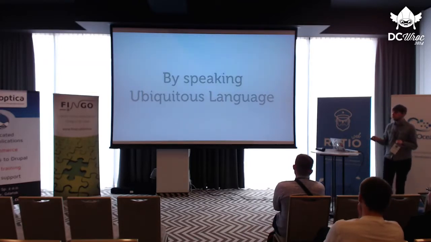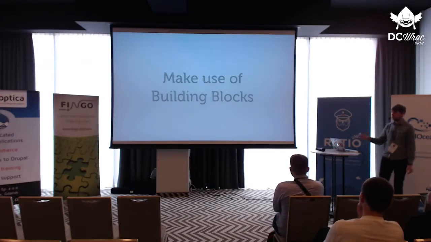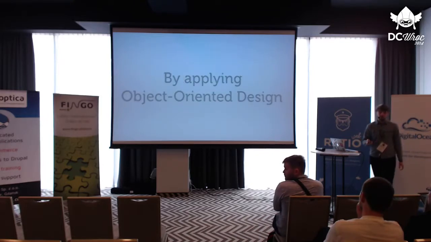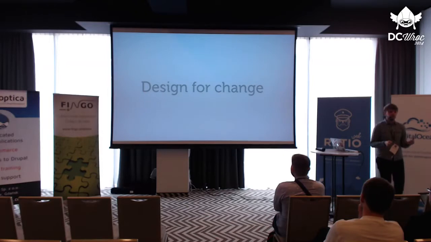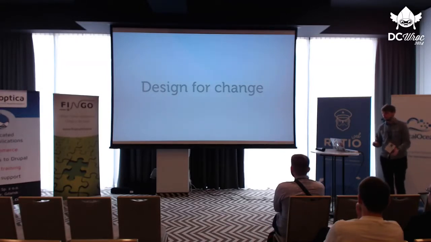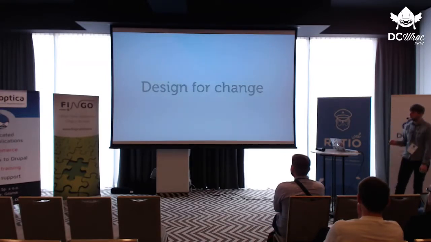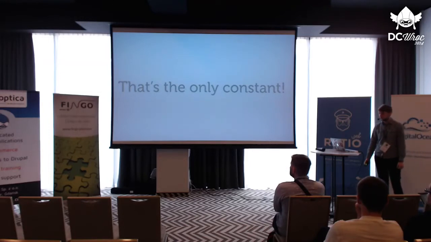And when you are talking about the same things, we can make use of those building blocks, of the entities, value objects, repositories, and so on, and apply really good object-oriented design, which is fun to build. And finally, what's the most important thing for me? Design for change. Design software that people want to work with, that they want to extend. It's really important. And for me, that's the only constant in software, that we constantly have to build something new, have to extend it, have to change it.